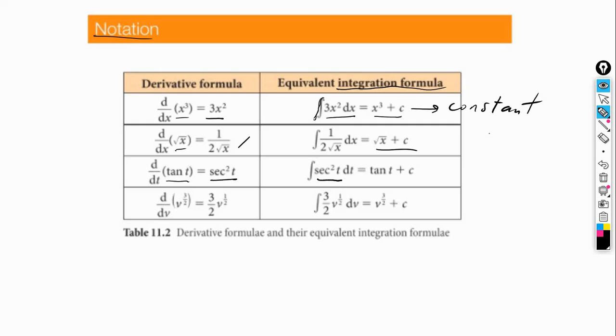Therefore, the integration of secant squared of t dt is going to be tangent of t plus c. And this is another case where if you have the derivative of v to the power of 3/2, that is going to equal 3/2 times v to the 1/2. That means then that the integration of 3/2 v to the power of 1/2 dv would equal v to the power of 3/2 plus a constant c. So again, remember that the integration is simply the opposite of the derivative, or the antiderivative.